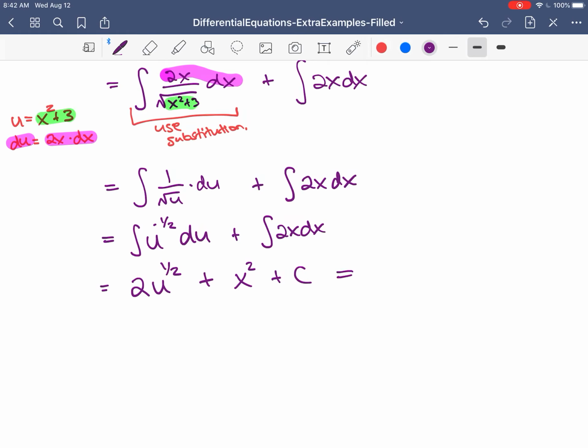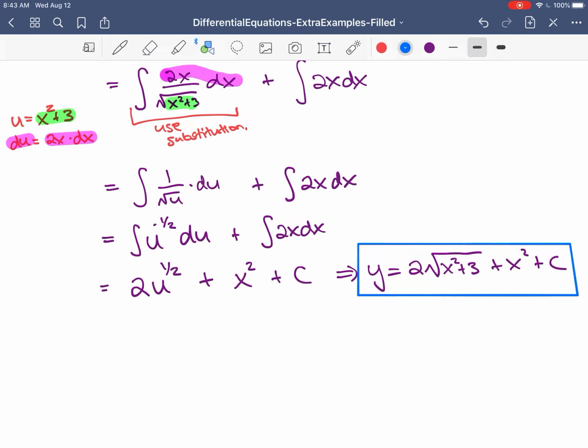And then, if I put my u back in, I know that y is actually 2 square root of x squared plus 3 plus x squared plus c. Okay, so this here would be my general solution.